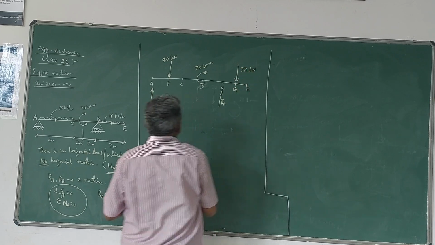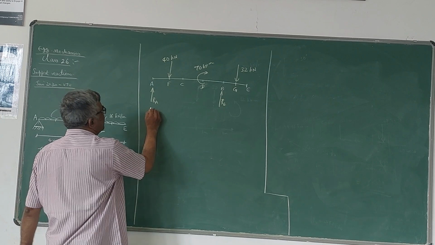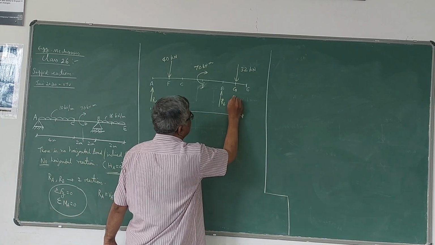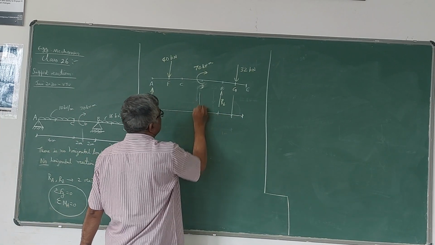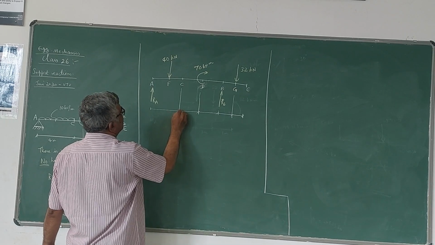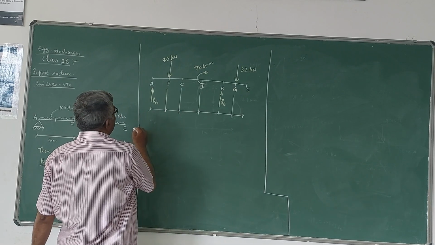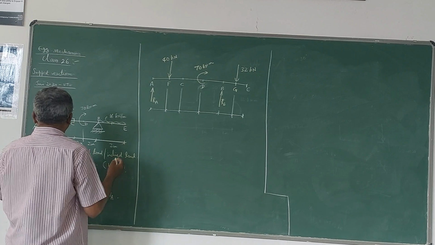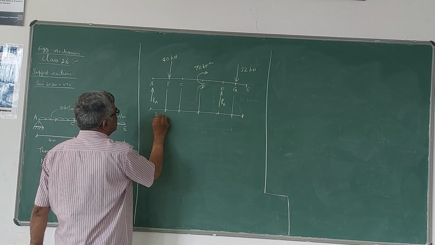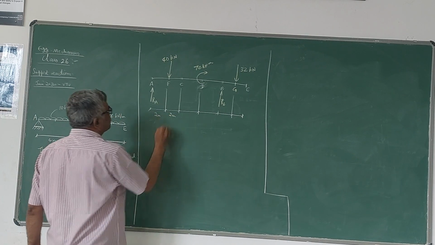Now I will write the distances. They should be written correctly because we are taking moments. So please note the distances here. From A to F, half of 4 meters, that is 2 meters, and from F to C, it is 2 meters.